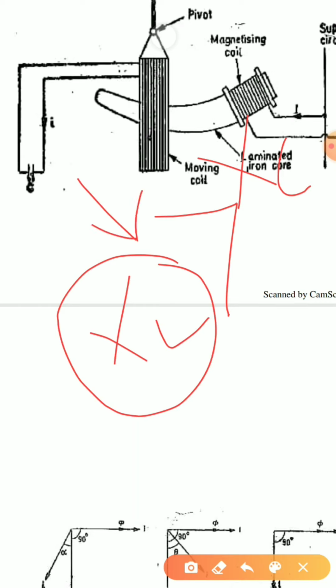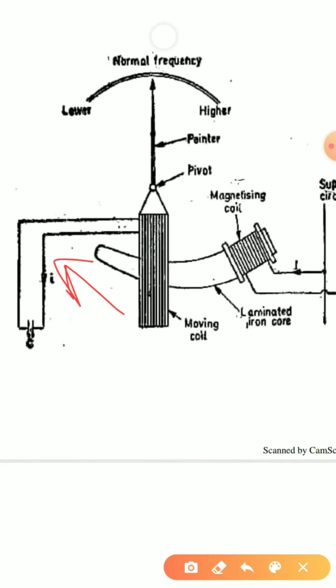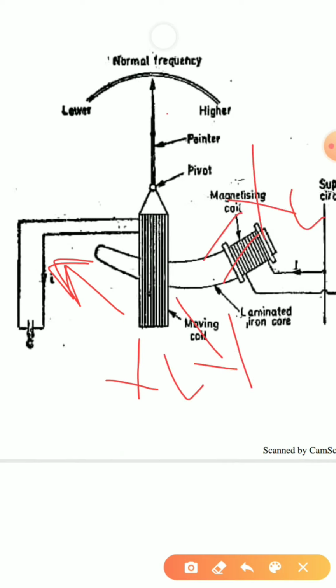For reduction of the value of XL, the moving coil moves away from the magnetizing coil. As it moves away from the magnetizing coil, the value of XL will reduce. As the value of XL drops, it will drop to a value where it is equal to XC. When it moves this way, the pointer shows that the frequency component is higher.